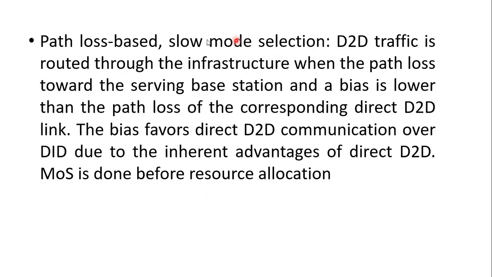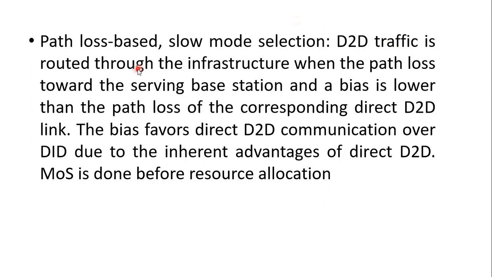Now, path loss based slow mode selection. D2D traffic is routed through the infrastructure when the path loss towards the serving base station and a bias is lower than the path loss of the corresponding direct D2D link. The bias favors direct D2D communication over DID due to the inherent advantage of direct D2D. Mode selection is done before resource allocation itself. That is path loss based slow mode selection.